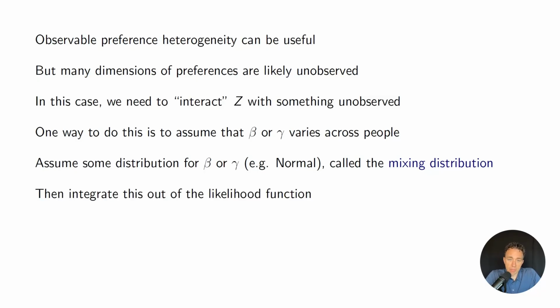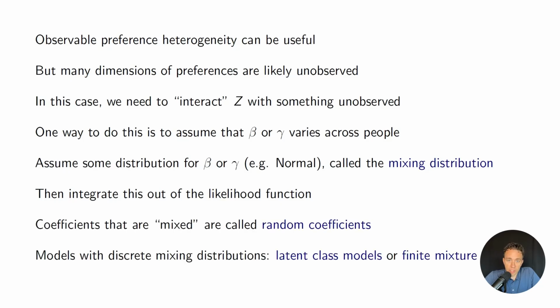Once we have this mixing distribution, we can integrate it out of our likelihood and estimate the parameters of that mixing distribution. So we can get an average parameter and a standard deviation parameter for how sensitive people are to the price. We call these mixed coefficients random coefficients because they have a component that's drawn from a distribution that's random. And if we instead assume that the mixing distribution is discrete instead of continuous, then we call that a latent class model or a finite mixture model.